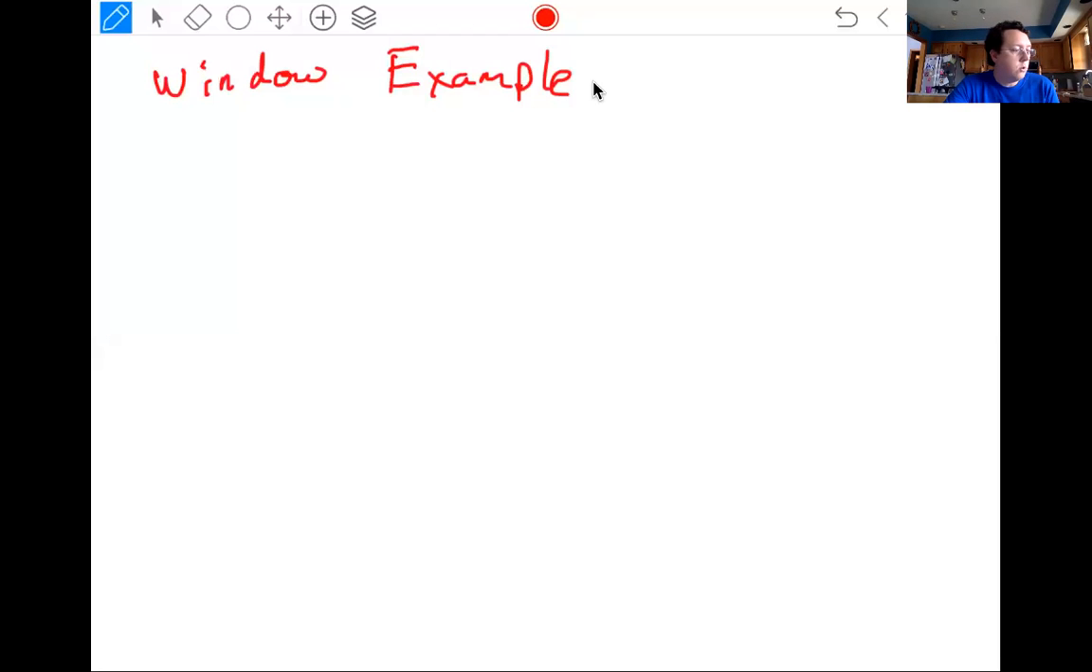All right, so in this little video, hopefully it's little, I want to work through the window example that they gave a picture of in the slideshow. So I'm going to start by reminding you of the picture and the geometry.